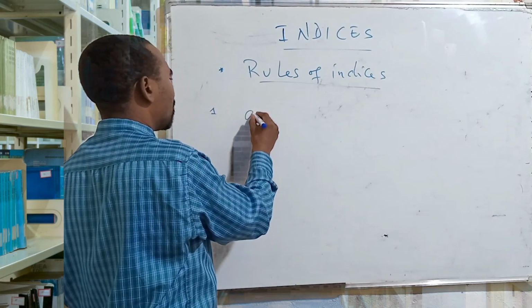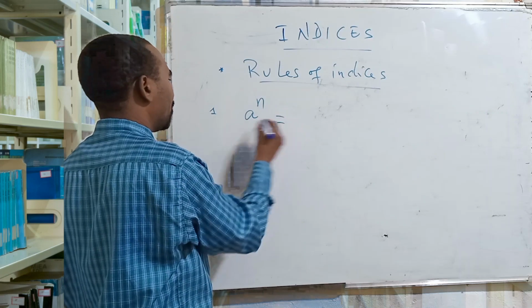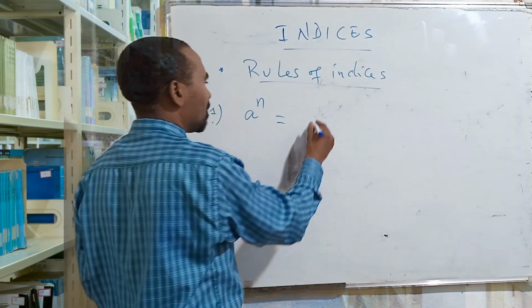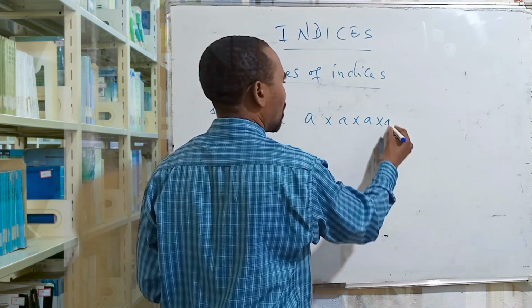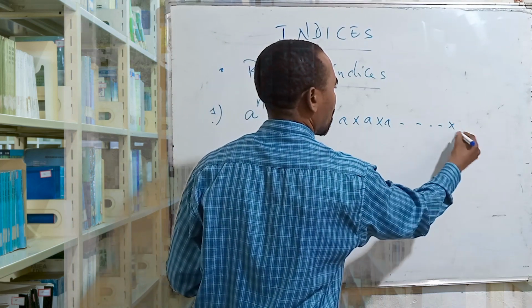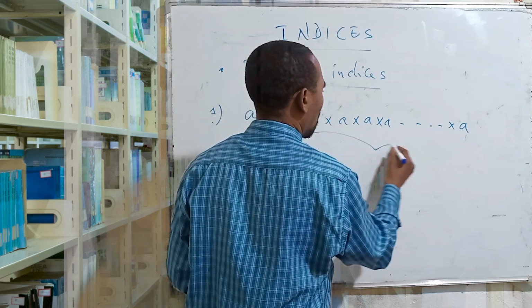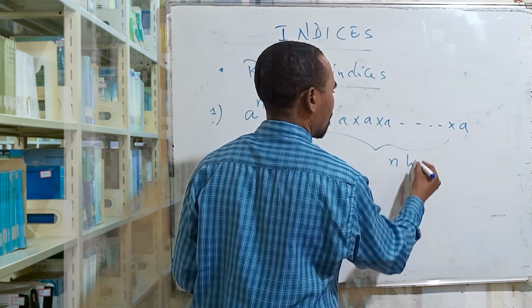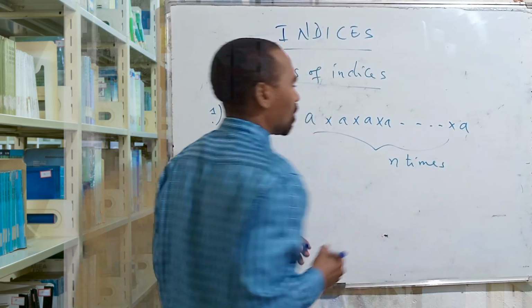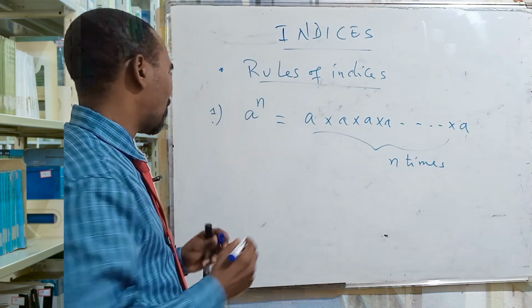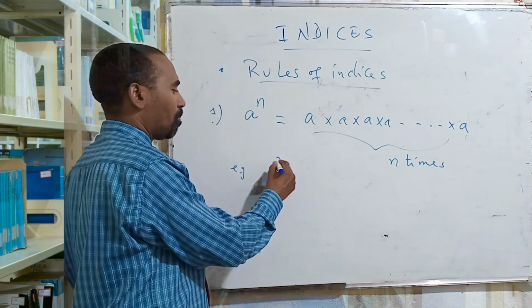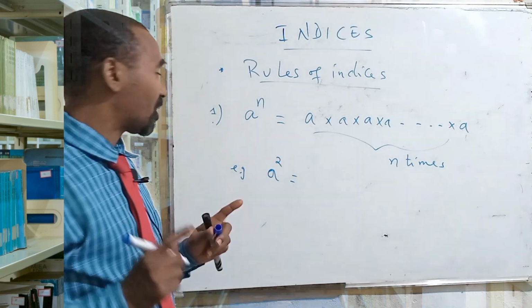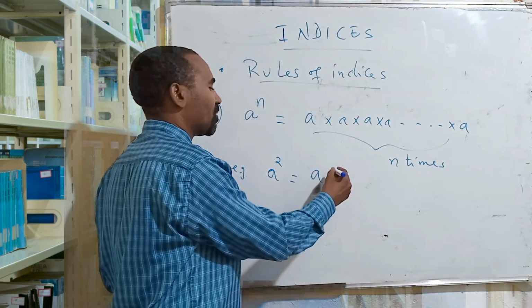First one, when you have a power n, this means that it is a times a itself n times. What does this mean? For example, if you have a power 2, this is a times itself.